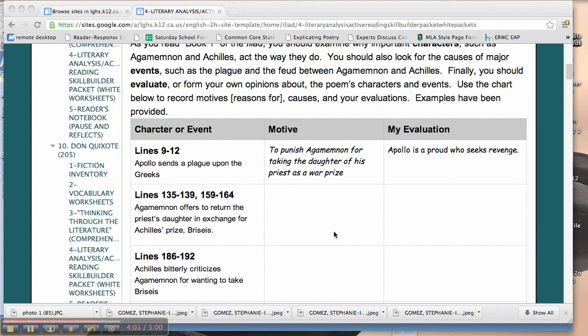So I'm kind of giving this one to you. For the motive, it would be because they have taken his war prize. He wants Achilles' now, and this is why he wants to take Briseis. For the next column here, we have my evaluation. So we can judge it. The reason why he's doing this is because he's greedy, and he's also very proud, and he can't stand to be told what to do, and he can't look like a fool. So he cares about his reputation. He's proud, and he's very greedy.